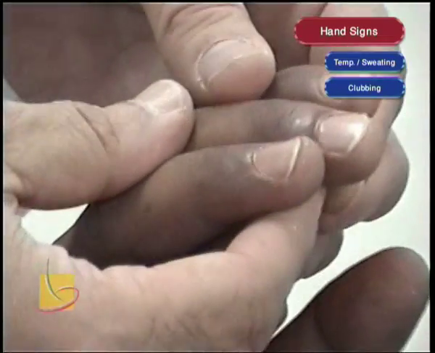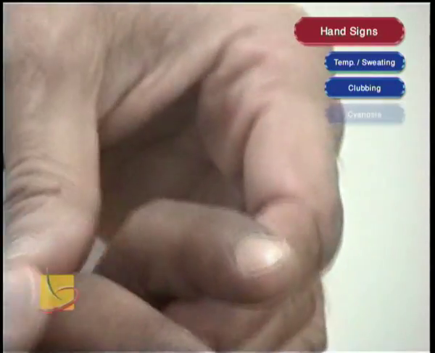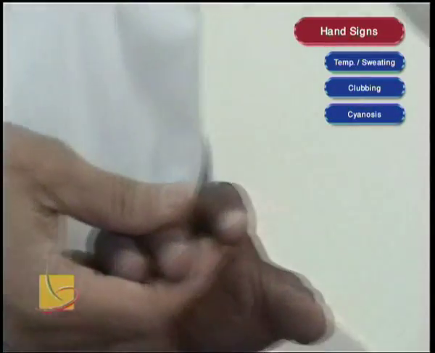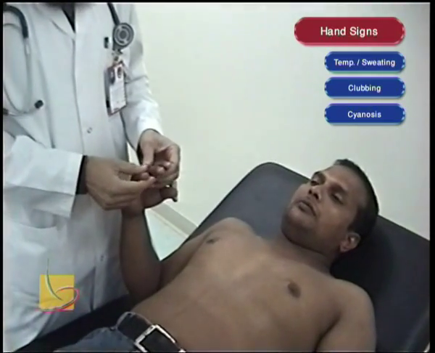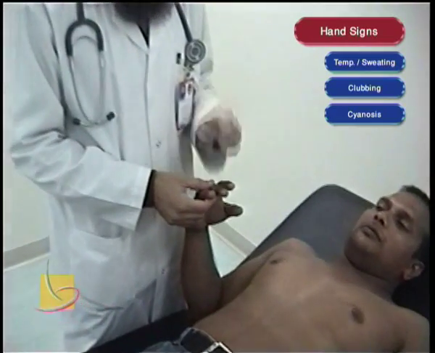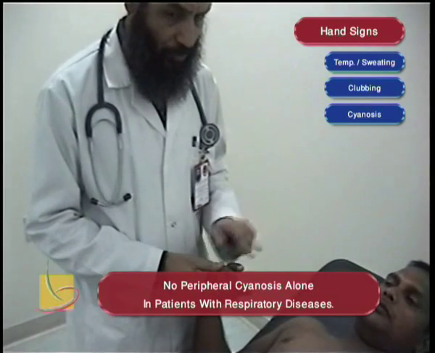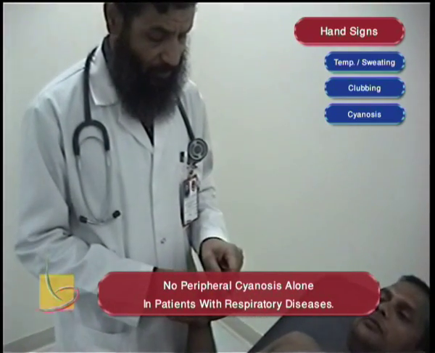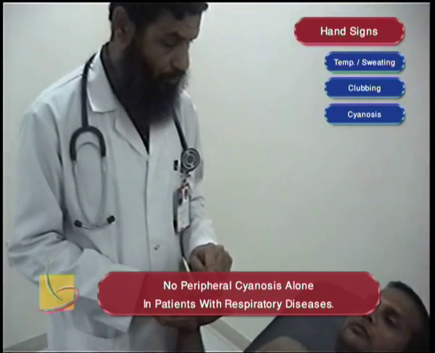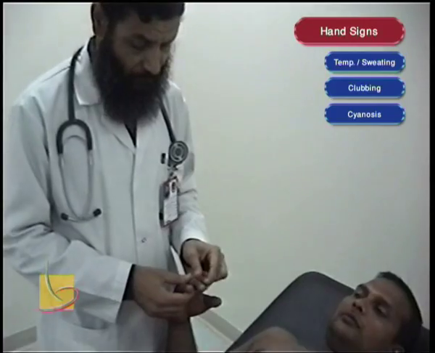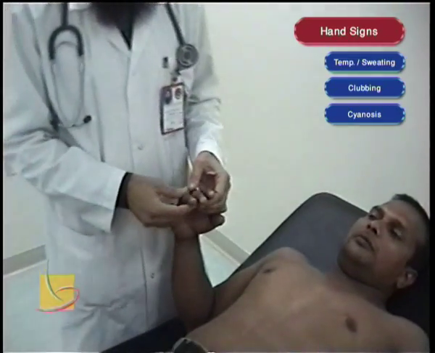The color of the nail itself is important, because patients with respiratory failure may have cyanosis, and if there is cyanosis, it will be central cyanosis, a combination of the tongue and the periphery also. In such a condition, you will find cyanosis in the nail as well as in the tongue. There is no peripheral cyanosis alone in patients with respiratory disease. Cyanosis in respiratory disease is almost always central, so it's a combination of tongue and nails. And again, in such a condition, the hand will be warm because of carbon dioxide accumulation.